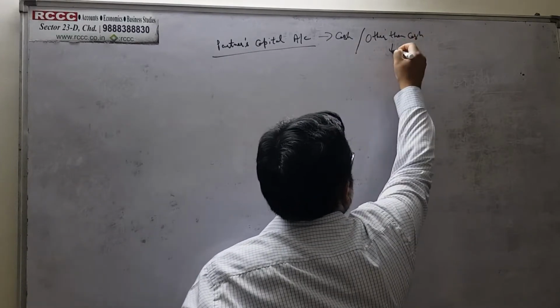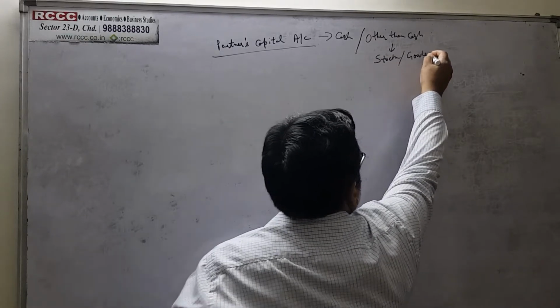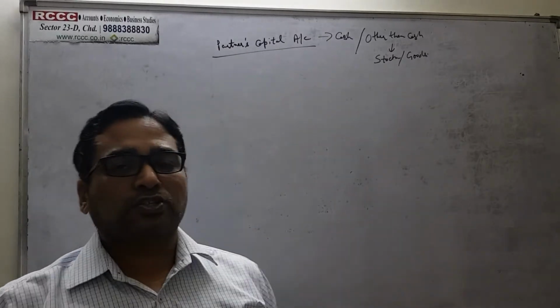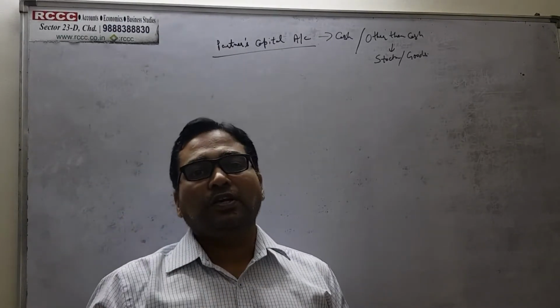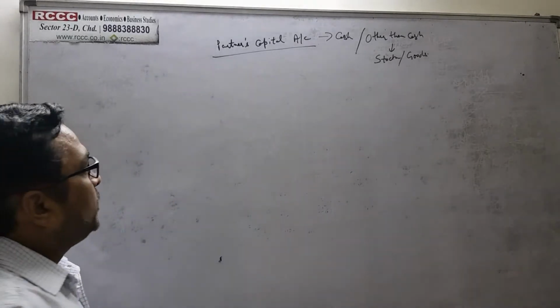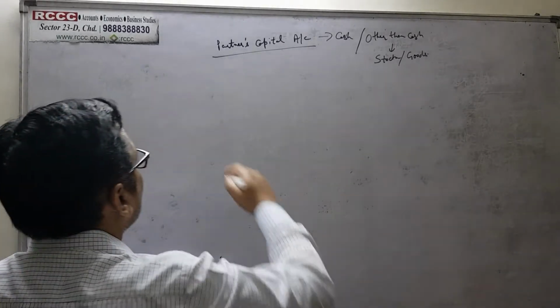So what are those factors other than cash? It may be stock, it may be goods. Since every partner has contributed their money either in cash or other than cash, they have full right to know what the credit balances or debit balances are under the partners capital account in any partnership firm. Now, partners capital account can be calculated in two ways, two methods.